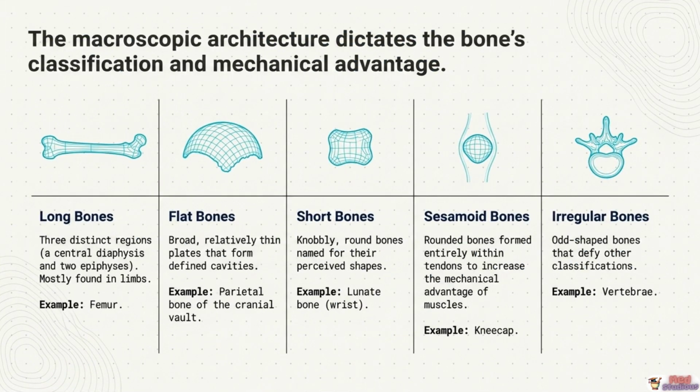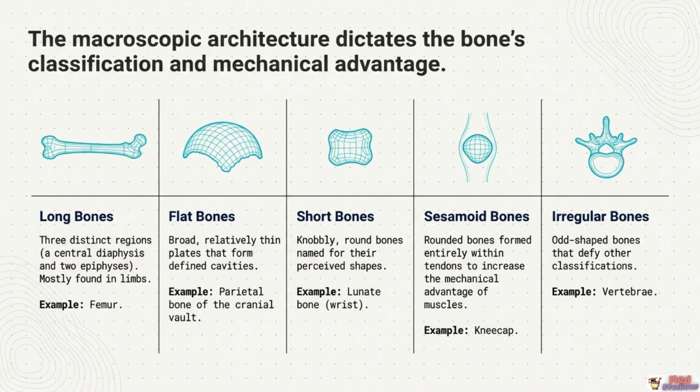The first level of bone organization is macroscopic, visible to the naked eye, and the overall shape and architecture of a bone directly determines its mechanical role and its developmental origin. The human skeleton contains 206 bones, and they are classified into 5 categories based on their gross morphology. Long bones are defined by having 3 distinct regions: a central shaft, called the diaphysis, flanked by 2 expanded ends, called epiphyses. They are predominantly found in the limbs: the femur, tibia, fibula, humerus, radius, and ulna.